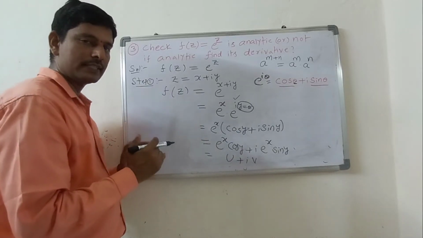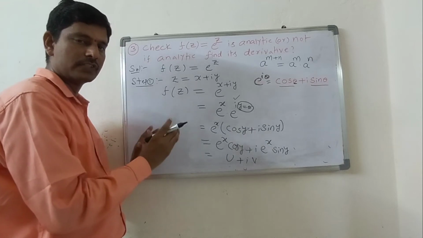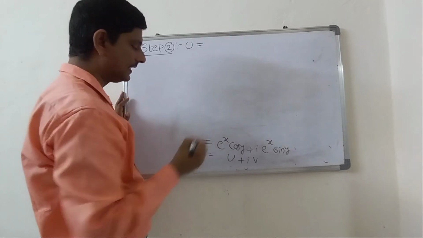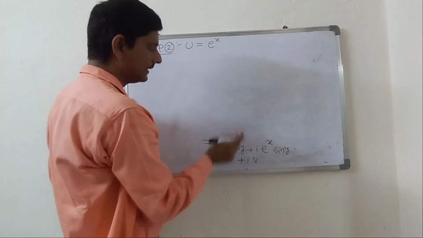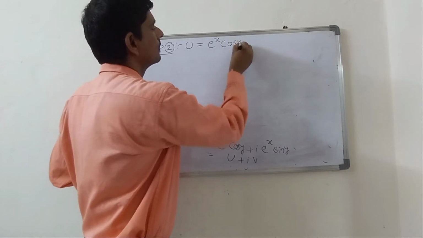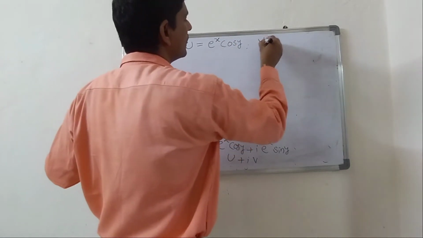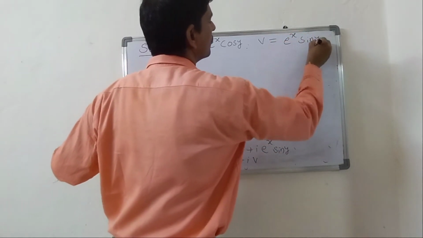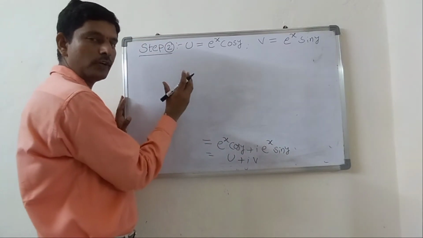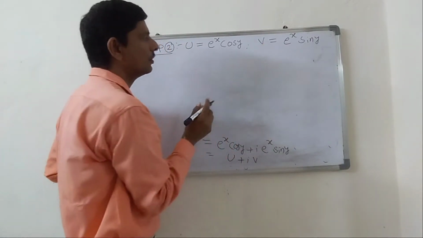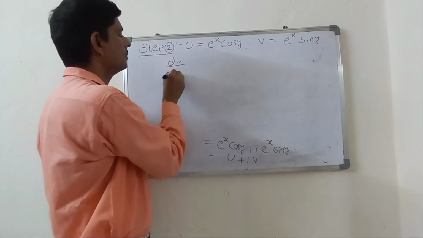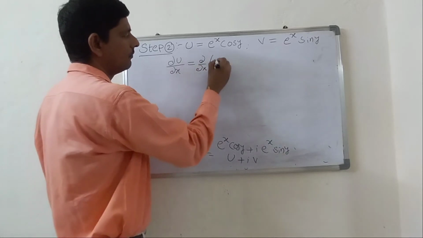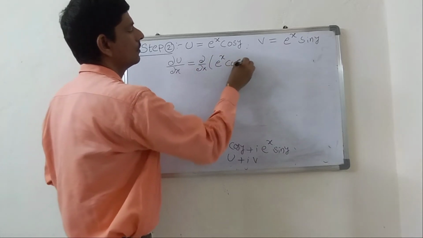Now step number 2 is finding the first order partial derivatives of u and v. So clearly we have u is equal to e power x into cos y, v is equal to e power x into sin y. Now what we have to find? Dou u by dou x, dou u by dou y, and dou v by dou x, dou v by dou y. Now first we are finding dou u by dou x, that is dou by dou x of e power x into cos y.